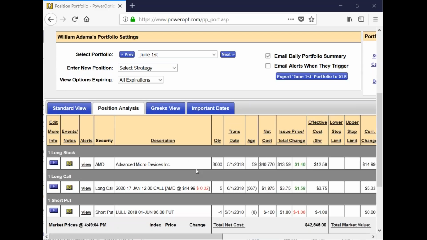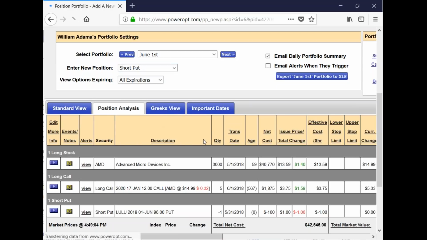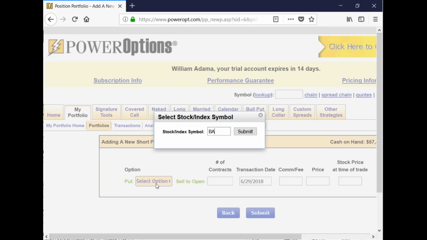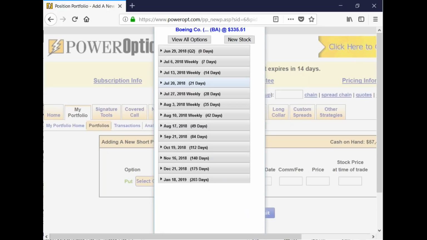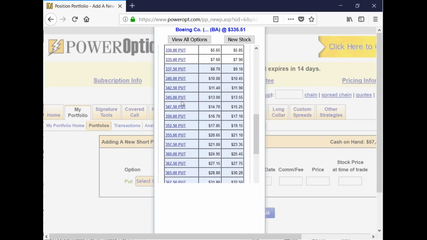Let's just create the Boeing position. I don't know the premium you got for it. It's okay, Alan, it's irrelevant. So let's go ahead and enter in our short put for BA. And we're into July 20th, one month away, 21 days. You sold the 350 put.